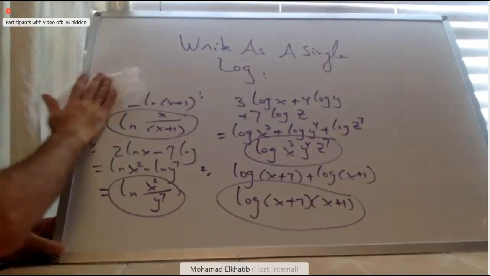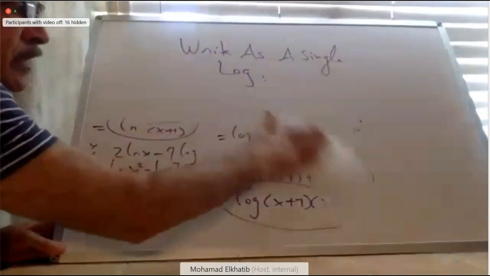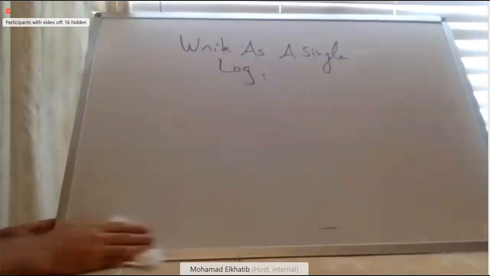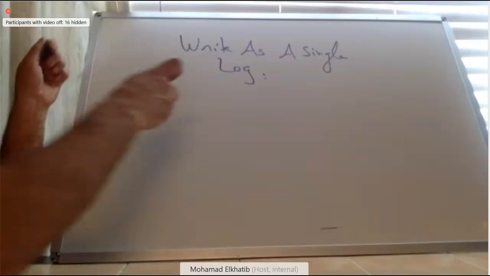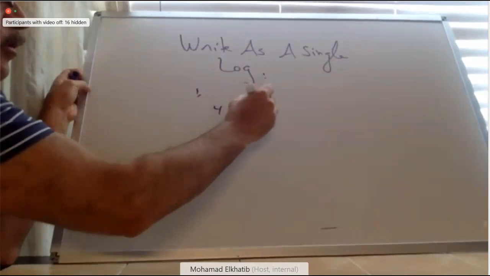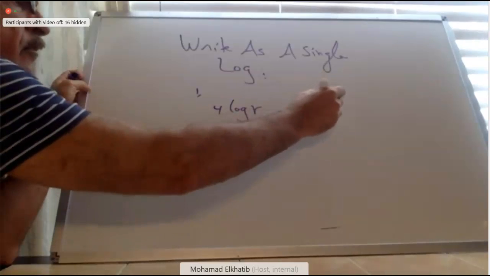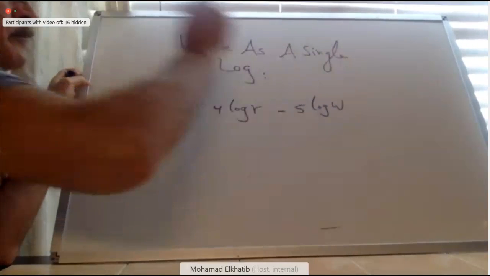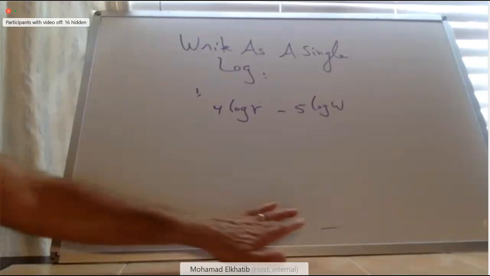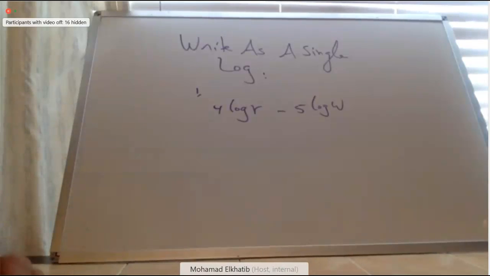All right, so why don't you try this one? The question is, write as a single log. Same question I have on the board, okay? All right, let's see if you guys can do it for me. 4 log R minus 5 log W. Okay, try this one for me. I want to be sure you guys know how to write single logs.